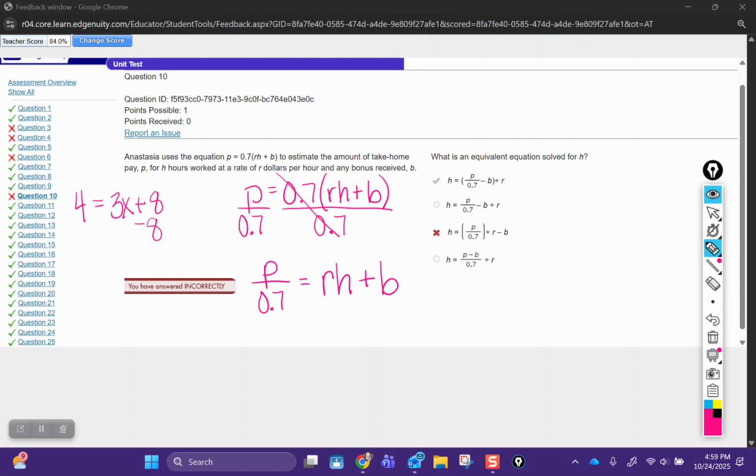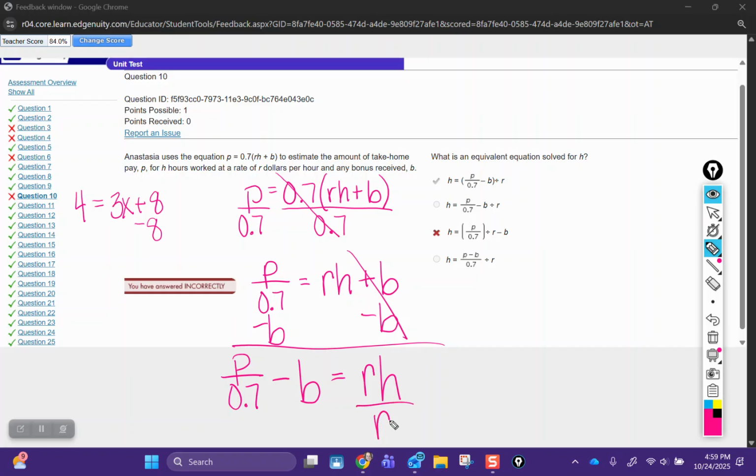So on this equation here, we need to subtract b from both sides. So we get this P over 0.7 minus B, right? Those are not like terms. I can't put those together. And it equals RH. So now I would divide by R because that's multiplication. And when we multiply and divide, it's the entire side getting divided by R. So those r's would cancel out, and we would get h equals p over 0.7 minus b all over r.